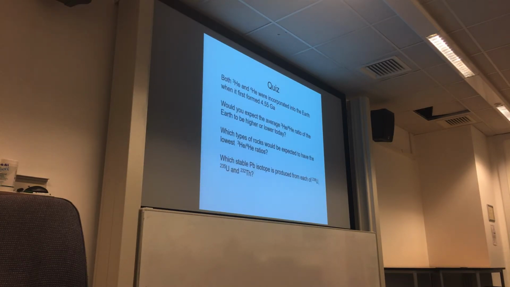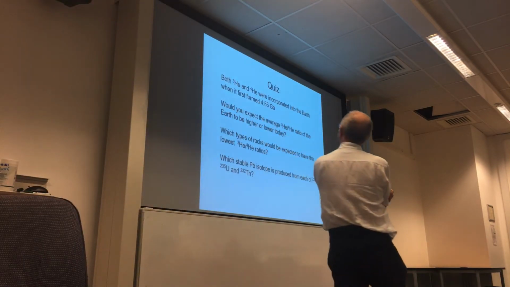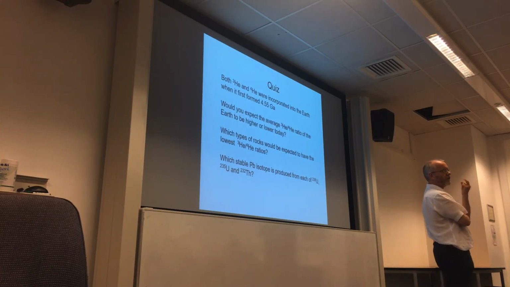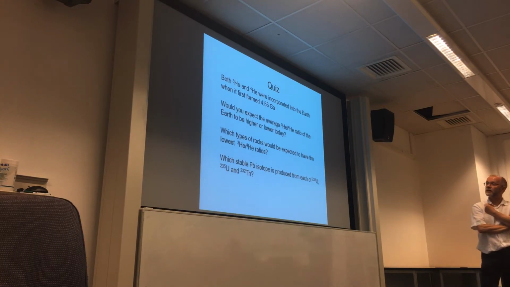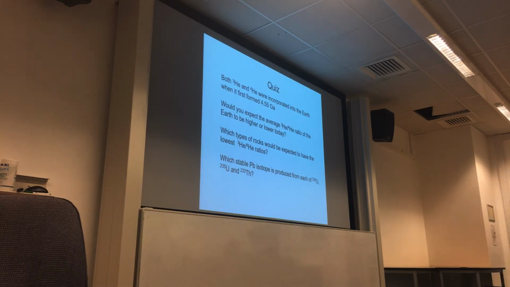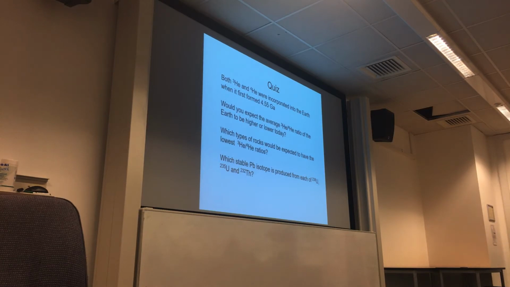Okay, so let's see how much attention you've been paying. Helium-3 and helium-4, two isotopes of helium, were both incorporated into the Earth when it first formed 4.5 billion years ago. Neither of them is radioactive. They can escape from the atmosphere, but they escape at the same rate. So, is the helium-3 to helium-4 ratio of the Earth higher or lower today than when the Earth first formed?